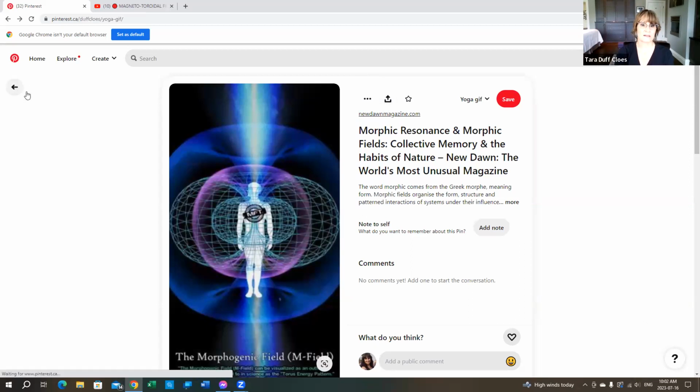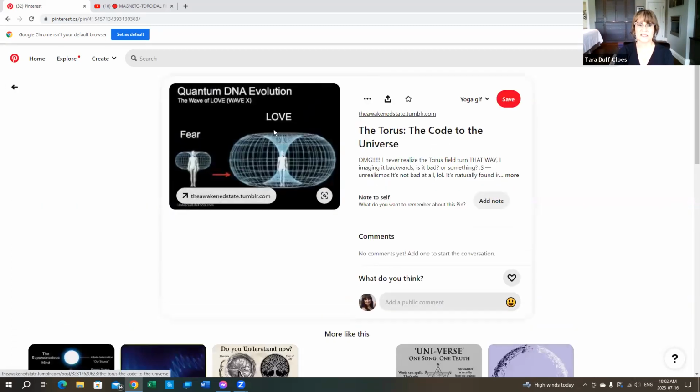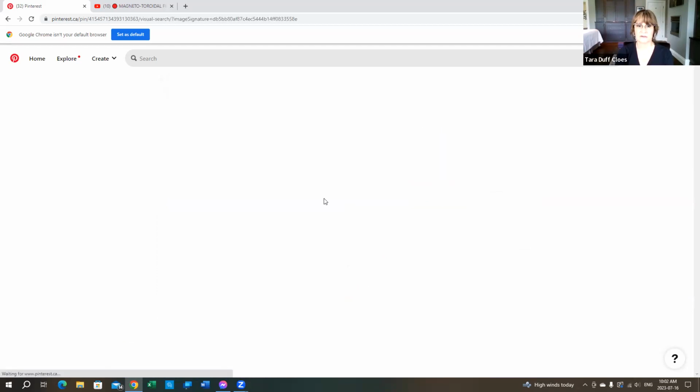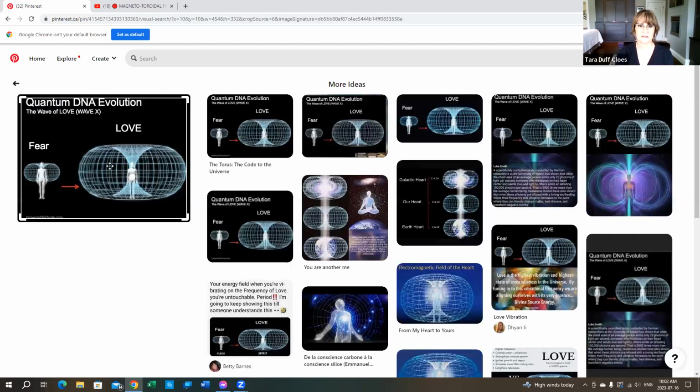Let me go back. This one here. So when you're in a state of fear, I don't know if I can make that bigger. Come on, I can't make it any bigger. When you're in a state of fear, you can see the toroid is much smaller. And when you're in a state of love, it's much bigger. They also say that it's a double toroid, that there's one coming out your heart at the same time.